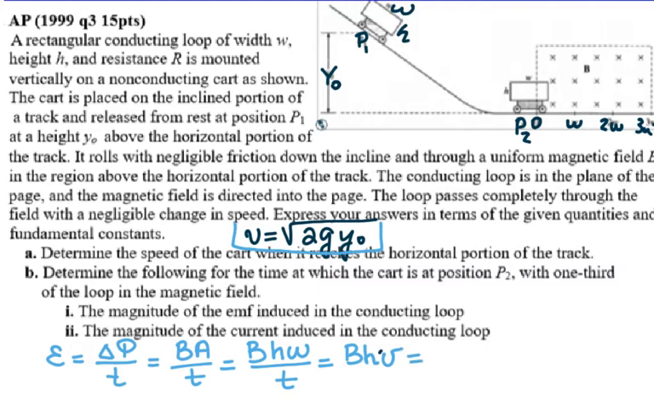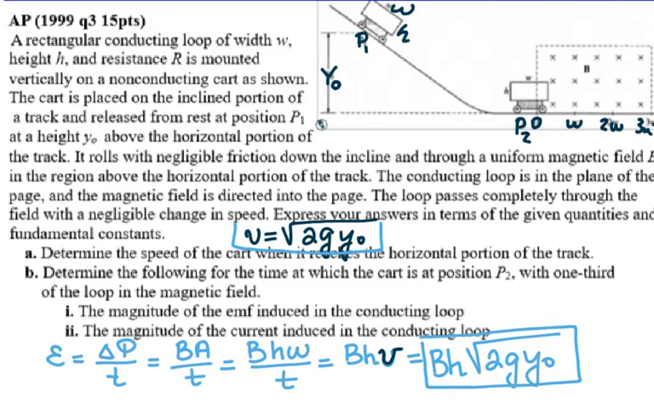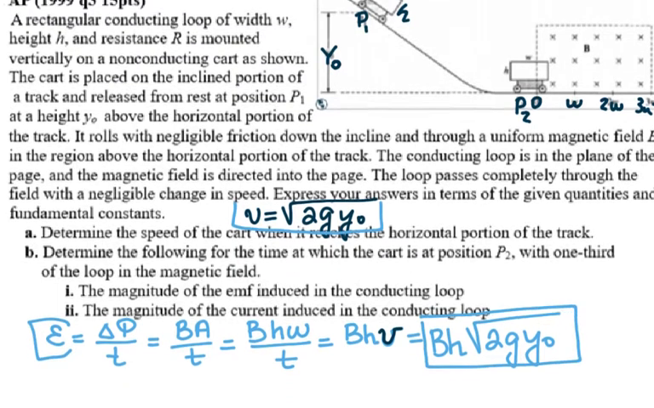Maybe I'll just keep it in this color. And then I will plug it in, and I have BH. And then the velocity, I have the square root of 2g y sub 0, in terms of the variables that are given in this problem. So that is for my EMF.